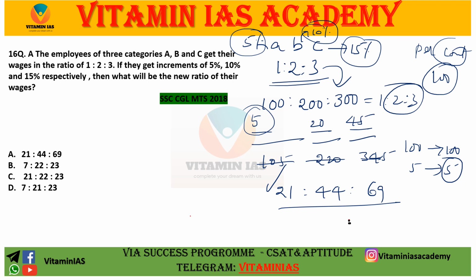What will be the ratio of their wages after increment? After increment of 5%, 10%, 15%, this will be the answer: 21, 44, 69. Option A will be the right answer.